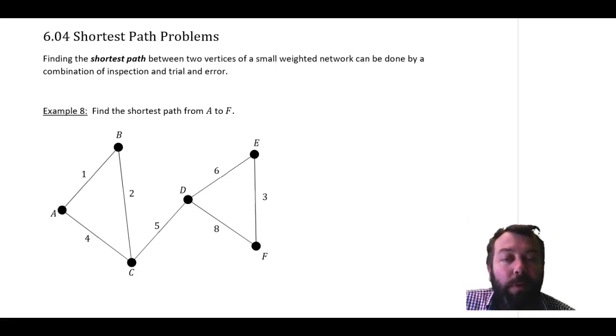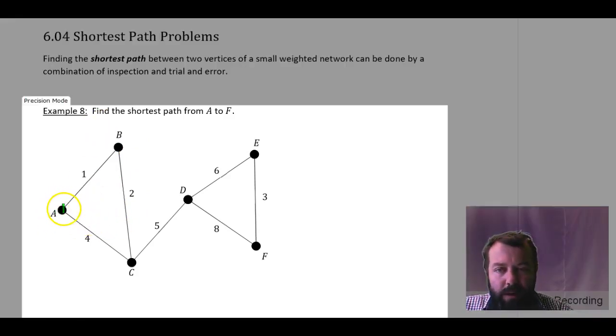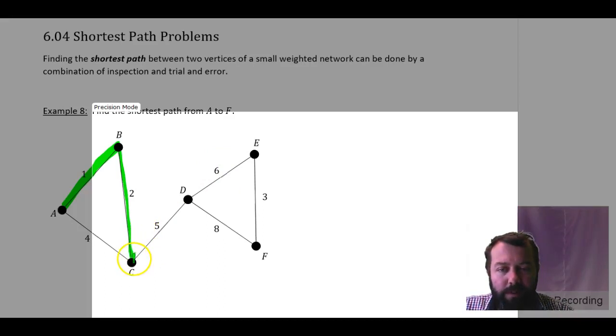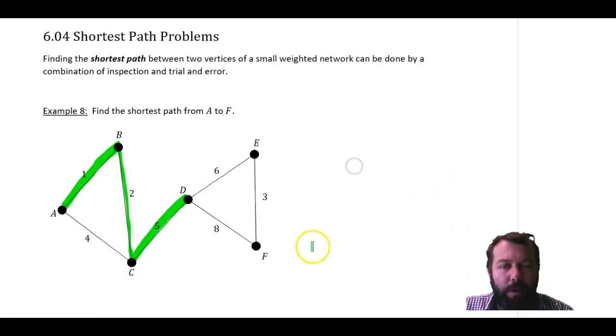So here's an example. We want to find the shortest path from A to F. Let's have a look. Well, I could go straight from A to C, or I could go via B. Now, if I went A to C, it's 4. But if I go via B, 1 and 2, that's only 3. Okay, so that's a good start there. Now, I've got no choice. I'm going to have to go this way. That's going to be part of my shortest path.